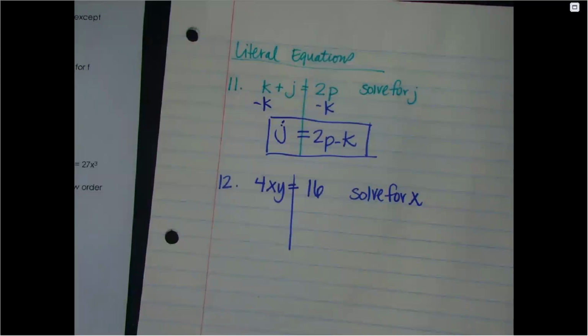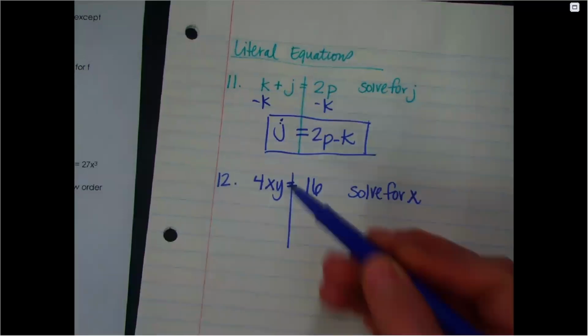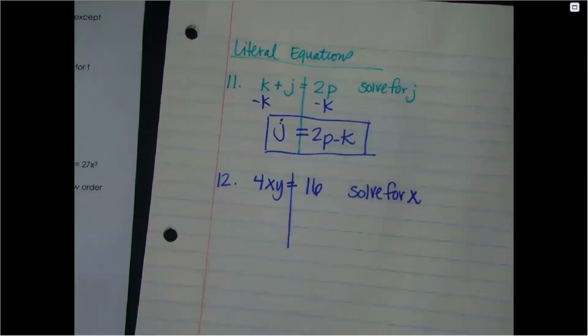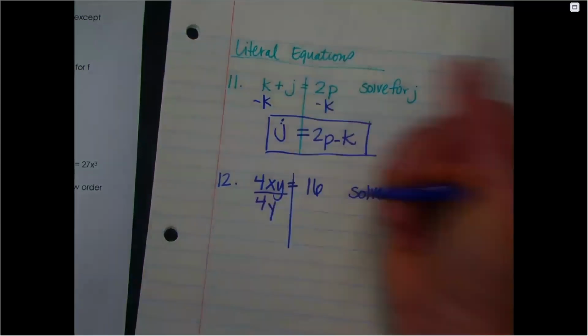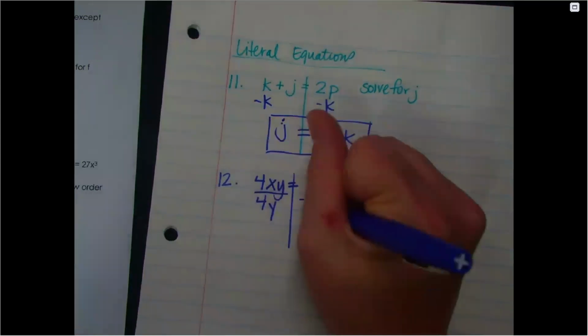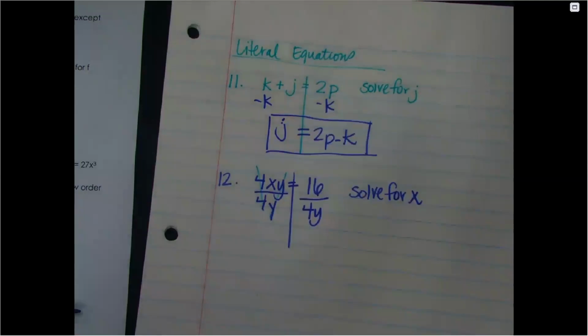If you look at that 4xy, everybody is squished together. 4 is right beside x, x is right beside y. There's no plus signs, there's no minus signs, there's no division signs, so it has to be multiplication. The opposite of multiplication is division. So on both sides, I'm dividing by 4y because that's what I want to cancel out over there. Those cancel out and leave me with x.